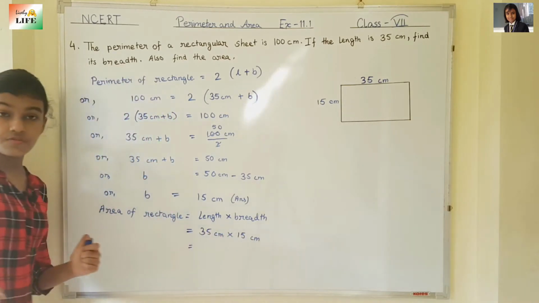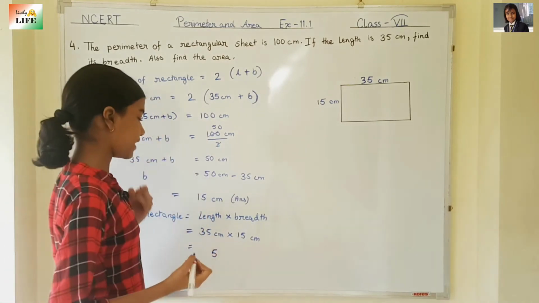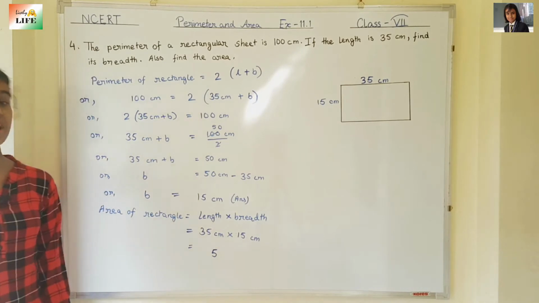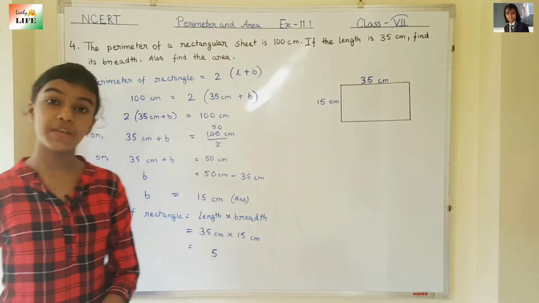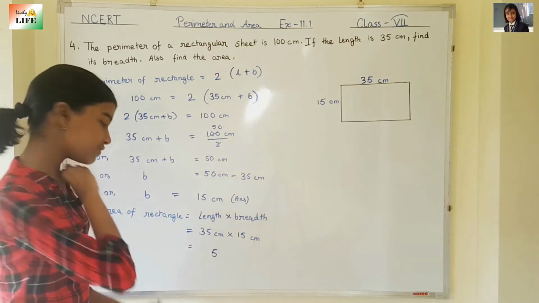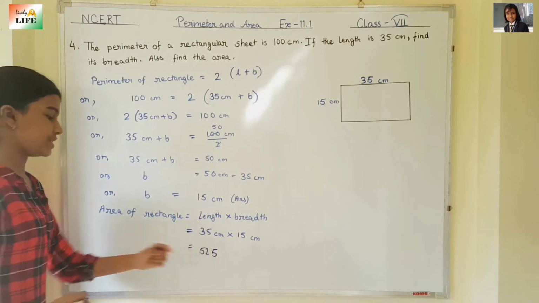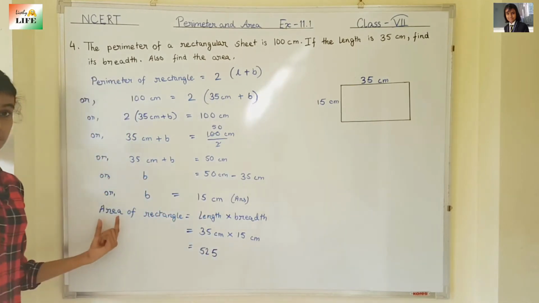So what is it? 15 fives are 75. 5 and 7 is carry. 15 threes are 45. 45 plus 7 is 52. So 525.